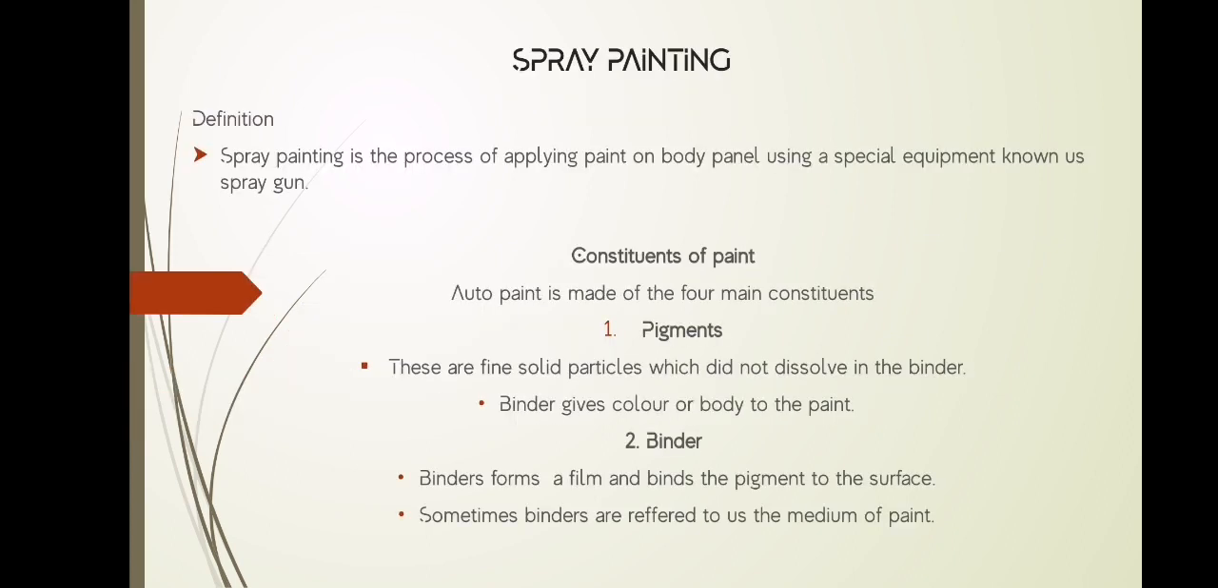Spray painting definition. It is the process of applying paint on a body panel using a special equipment known as a spray gun. Constituents of paint. Auto paint is made of four main constituents. First, the pigment. These are fine solid particles which do not dissolve in the binder and they give color or body to the paint. We have binders. They form a film and bind the pigment to the surface. Sometimes binders are referred to as the medium of the paint.